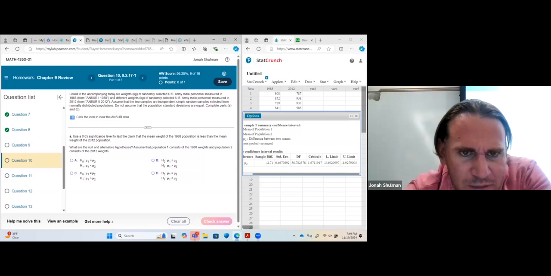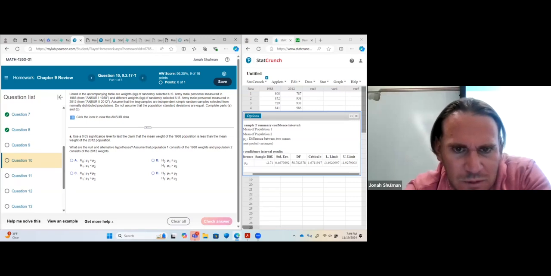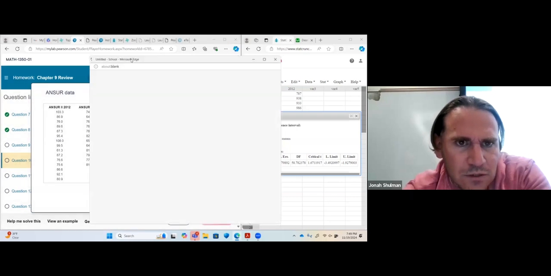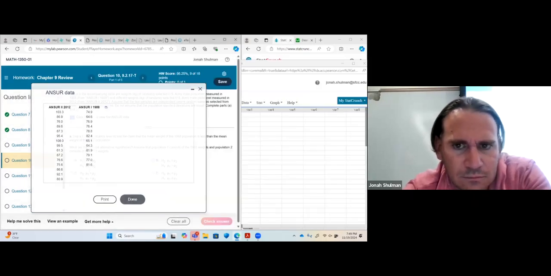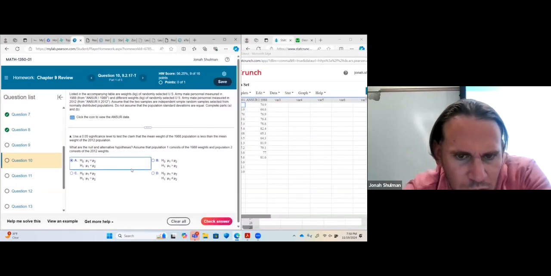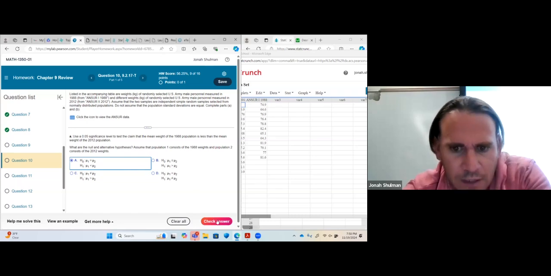So listed in the accompanying table, okay, we got weights of U.S. male Army personnel, 1988, and different weights. Assume the two samples are independent samples. All right, cool. Use a 0.05 significance level. All right, so here's our data. Open in StatCrunch. What are the null and alternative? So the null would be equal, and we want to say that it is less than. So I'm going A.